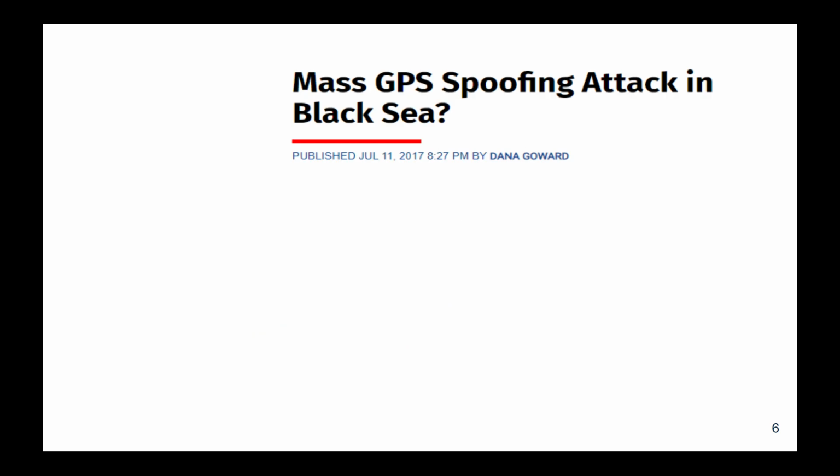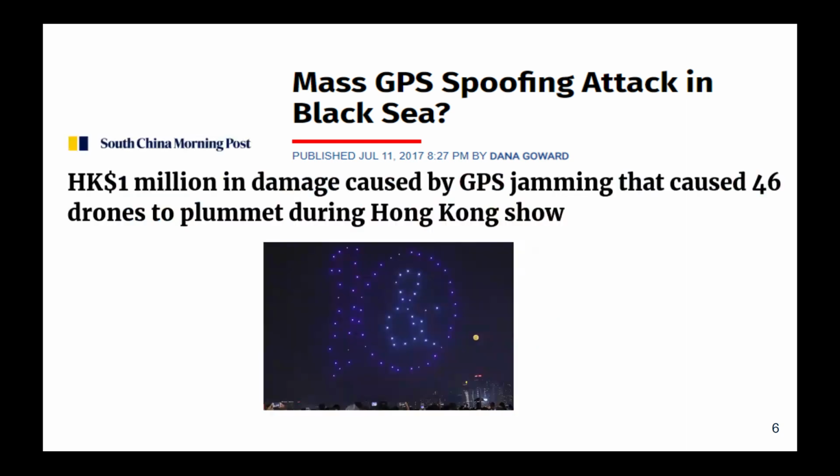I hope this won't scare you, but we actually have seen GPS spoofing attacks in real life. For example, in 2017, over 20 vessels were under GPS spoofing attacks in the Black Sea. Also, in 2018, when 100 drones were performing a live show in Hong Kong, they were attacked by GPS jamming, and this caused 46 drones to plummet, and also a financial loss of 1 million Hong Kong dollars. Imagine the attacker were performing GPS spoofing attacks on these drones, which is more stealthy. The damage could be even worse.